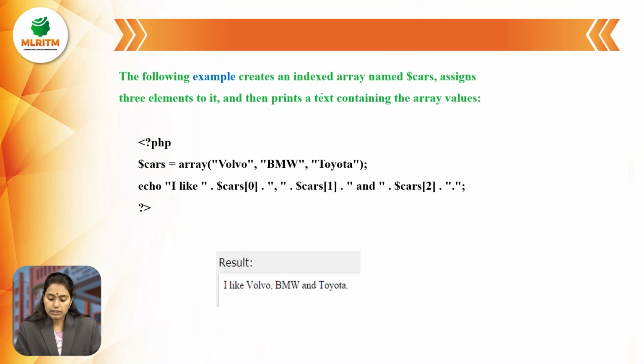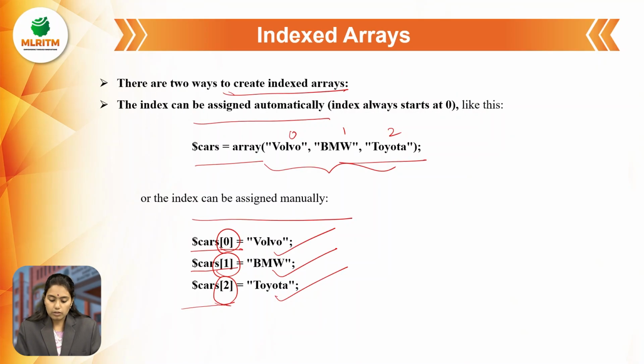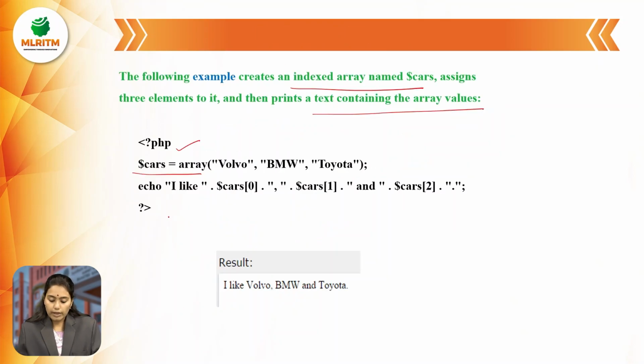The following example shows how to create an index array named $cars which is assigned 3 elements, and then we print the values. Let's see with an example. Now we are declaring the PHP. We create the array as $cars equal to array Volvo, BMW, Toyota. Here we are assigning values by their index, that is, assigning automatically. Echo is used to print the value. So I am writing I like $cars[0], $cars[1] and $cars[2].